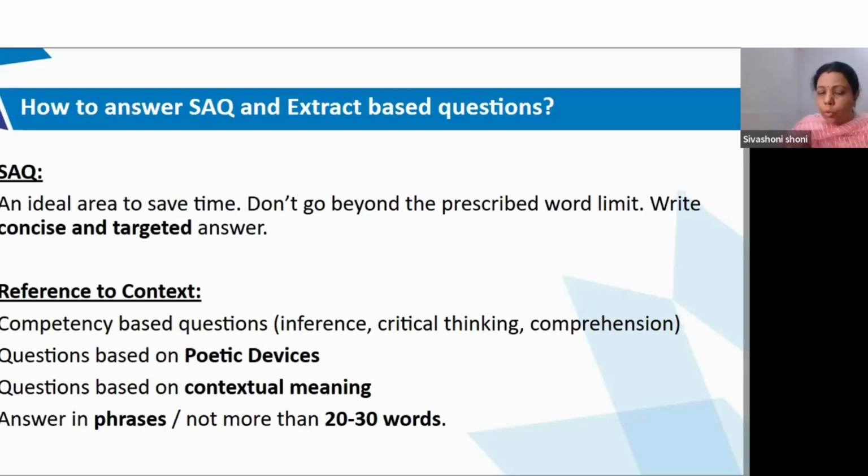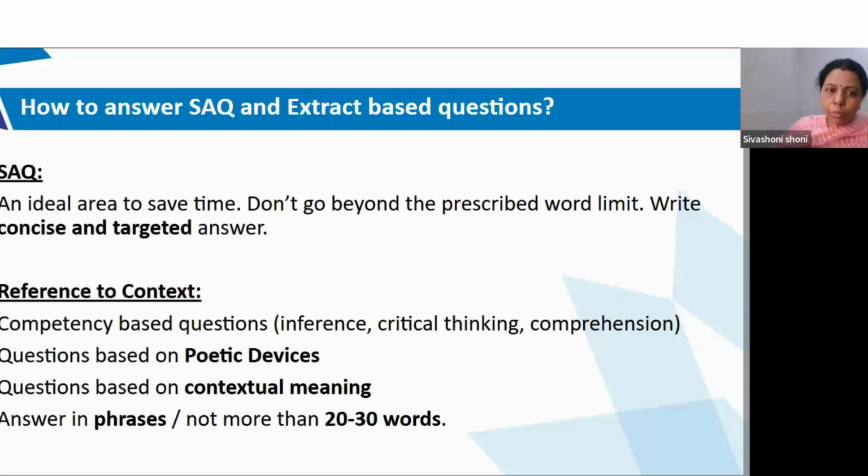Now, the major part of LAQ I have covered here. With this, our SAQ and reference-to-content questions, our literature part, will be over. Now coming to the next, SAQ, that is the short answer type question. You are supposed to write 6 short answer type questions: 4 from First Flight, and 2 you choose from Footprints. They come under different questions, with different numbers of questions.